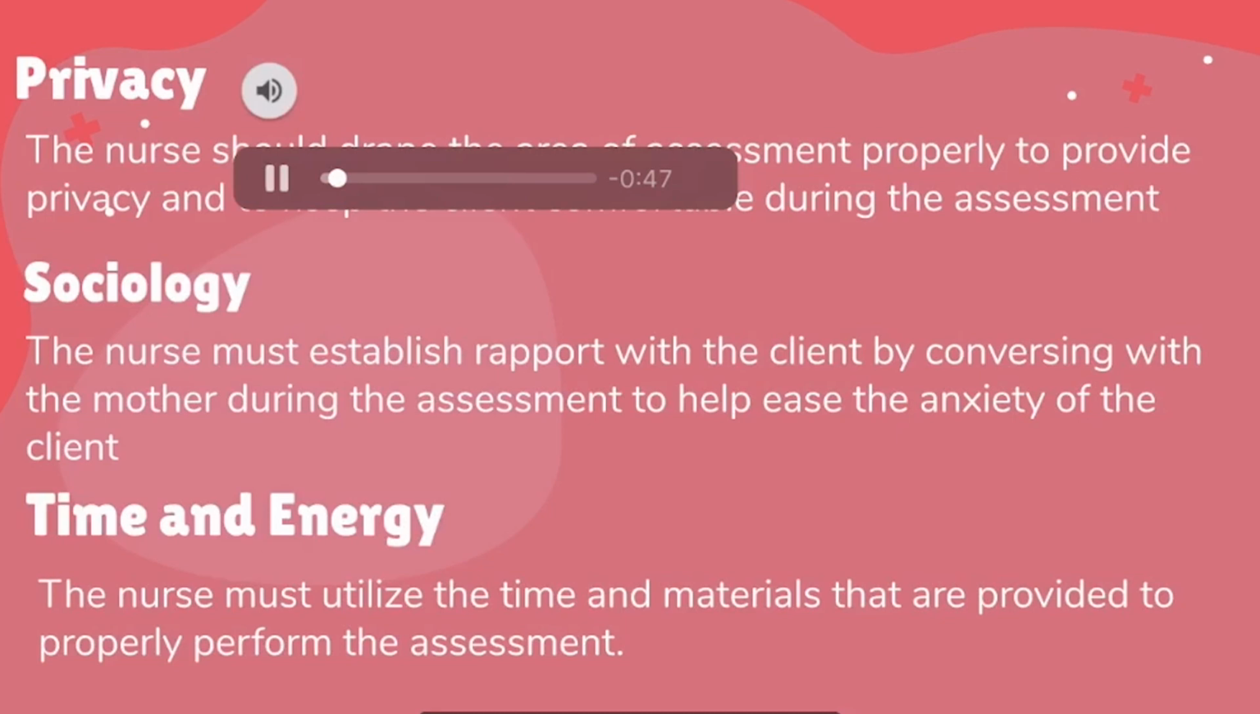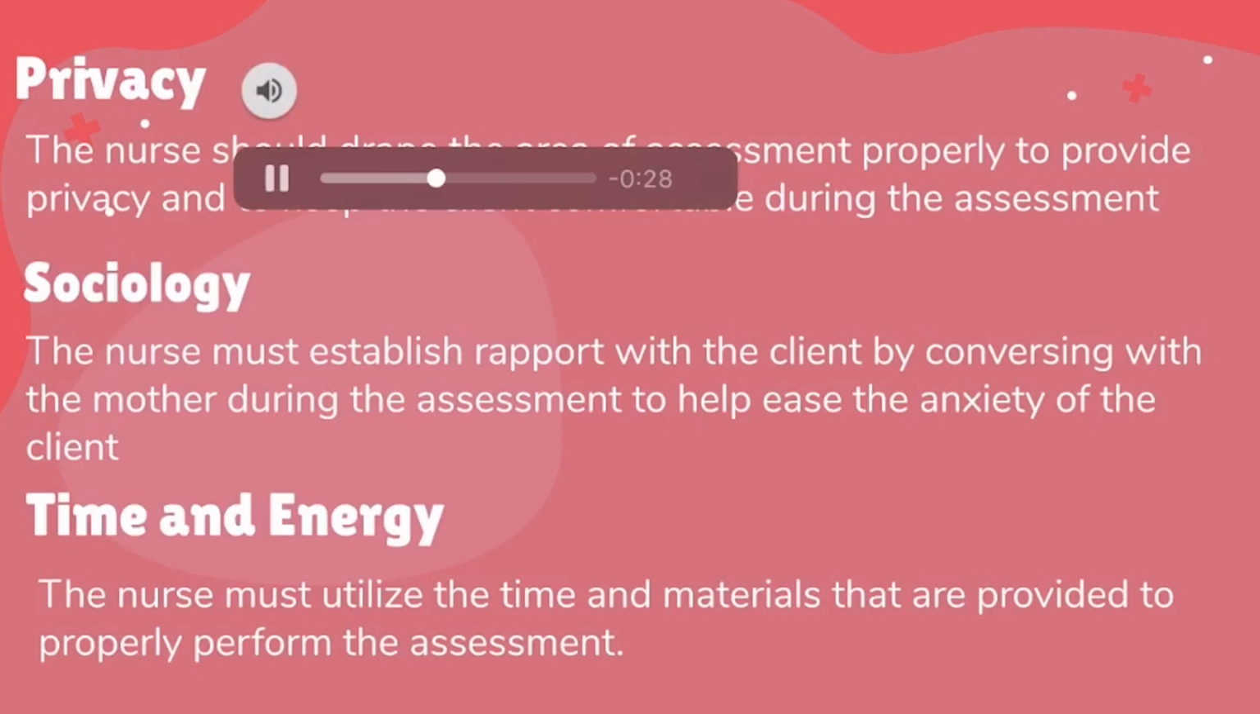The principle of privacy is important to keep the client comfortable at all times. As a nurse, it is our responsibility to ensure that the patient is covered properly and the parts that are not needed for the assessment are draped well to provide privacy to our patients.